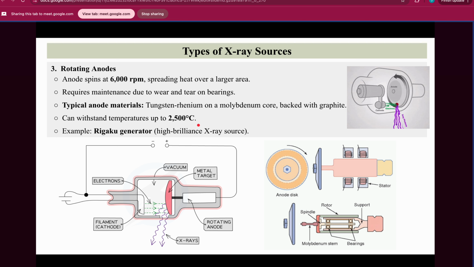2500 degrees centigrade. As we have seen in the previous case, because heat was generated, it was using only lower voltage. But now, as the anode material can withstand this much heat, we can generate X-rays with higher intensities, and the generation process will be faster. An example of such a rotating anode X-ray source is the Rigaku generator, which is most commonly used, and it is also known as a home source. A home source is the source with which X-rays are generated and which is most commonly used. Mostly the Rigaku generator is the home source because it generates high brilliance X-rays.